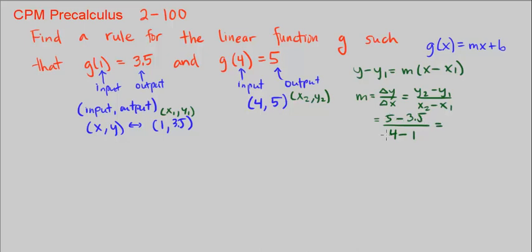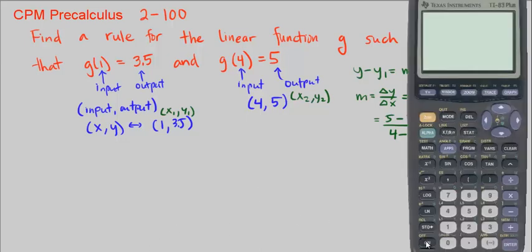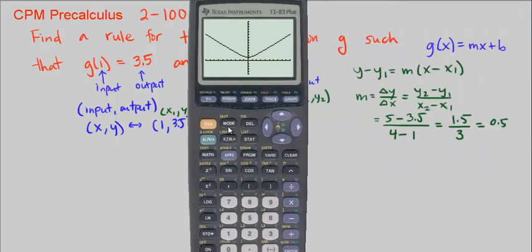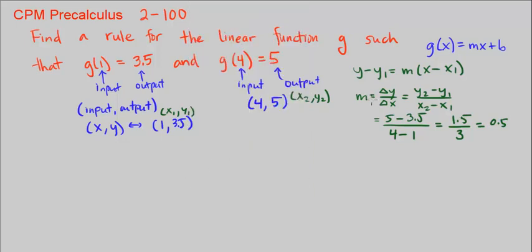5 minus 3.5, I can use my calculator, and that will be 1.5, over 4 minus 1 is 3. Again, I can use my calculator to tell me that this is just 0.5. Let's go ahead and verify that. 1.5 divided by 3, we get 0.5. Alright. So that is my slope.